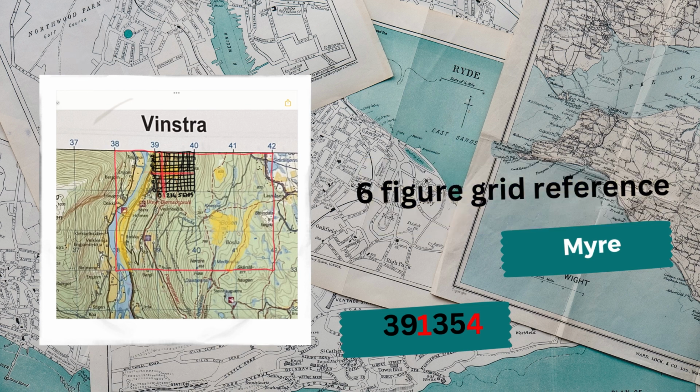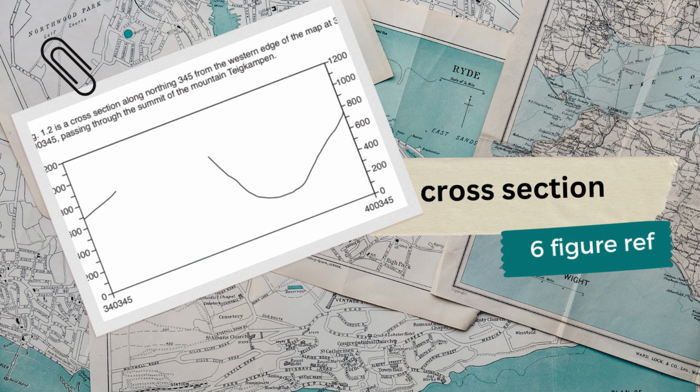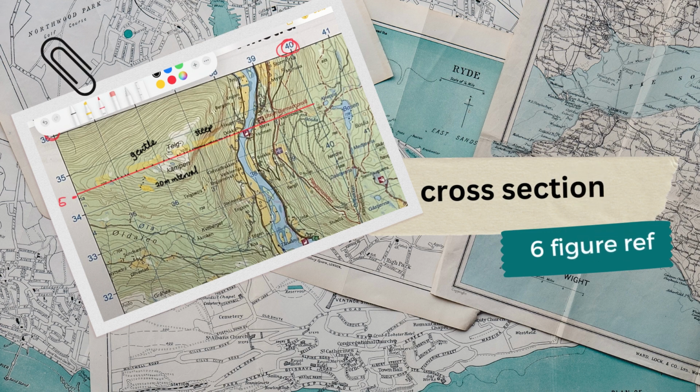If we turn the page in the exam booklet, you will see that the question is a cross-section. Do you remember what a cross-section is? It is essentially a line which cuts along the map. In this case it is a cross-section along northing 345 from the western edge of the map at 340, 345 to 400, 345, passing through the summit of the mountain Teigkampen.